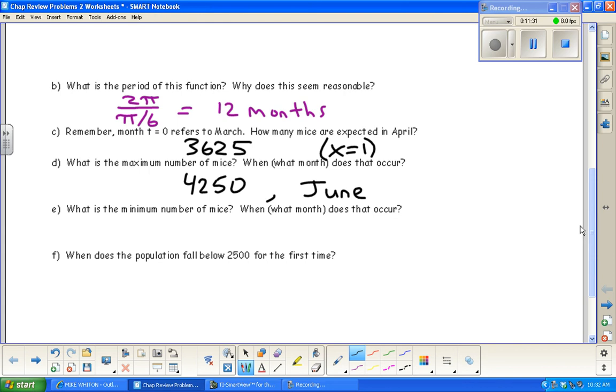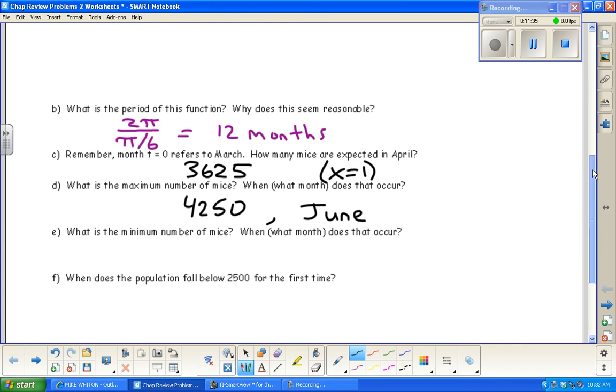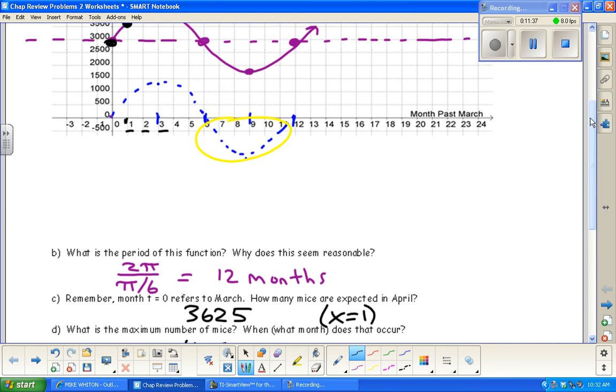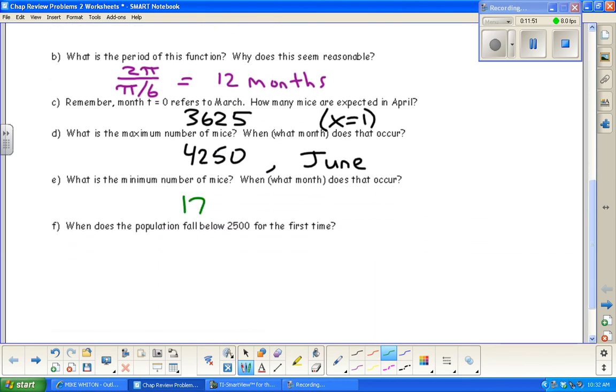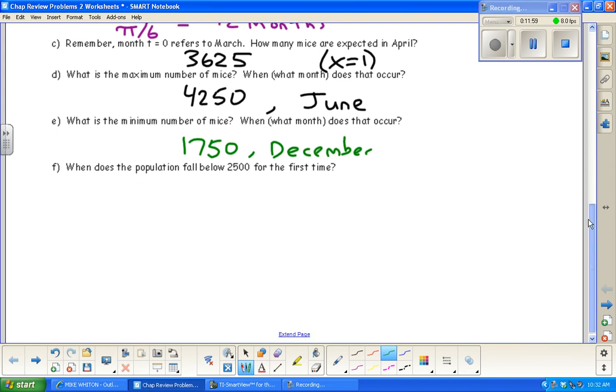Nice warm month, a lot of mice. Minimum number, again, if we look up at our graph here, we can see the minimum occurs down here, and that is just the 3,000 minus the amplitude. Okay, so that ended up being the 1750, and that was in the 9th month after March, so that ends up being December. Okay, and again, that seems to make sense. If it's cold outside, there might not be as many mice around in the winter.